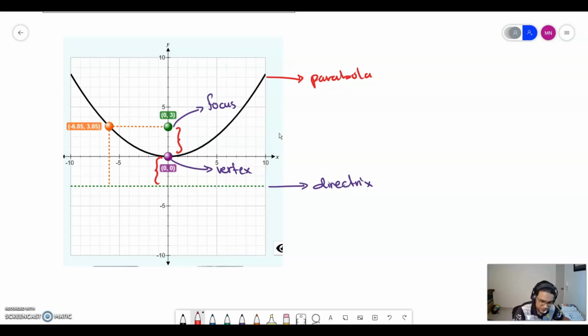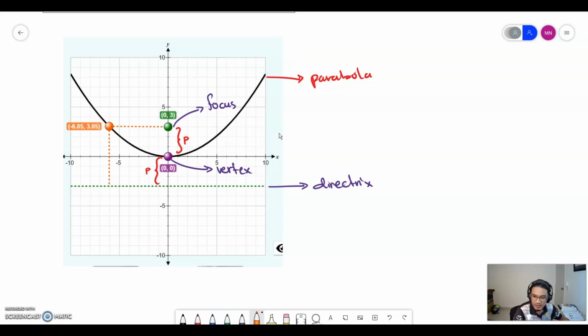Let's label the distance between the focus and the vertex with a letter P, and then from the vertex to the directrix we will also have the letter P because it is the same distance. The shape of a parabola is drawn based on this concept.